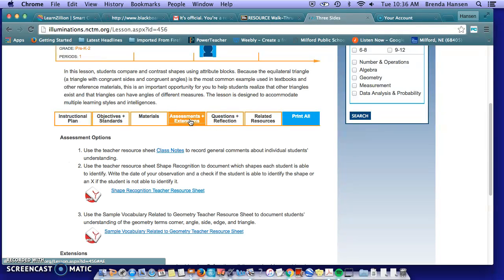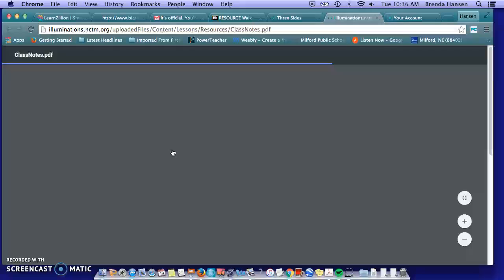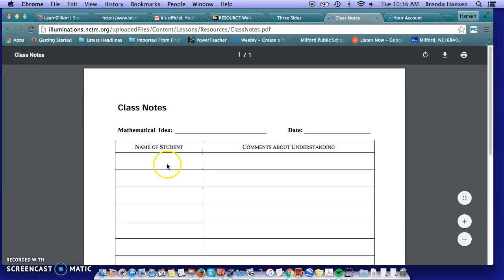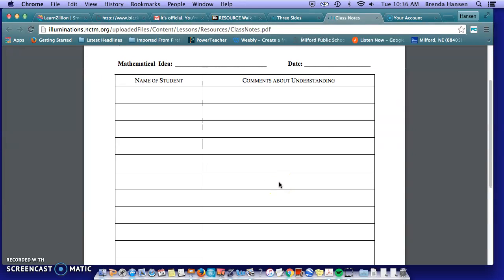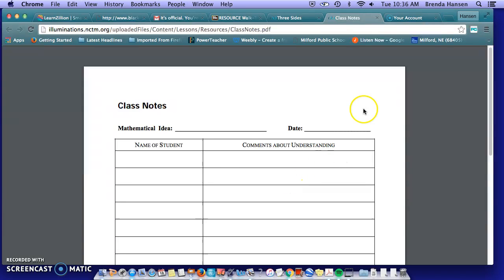There are assessments and extensions, so there's a resource sheet for class notes. And I'll have that pulling up. So if you have some notes that you need to take about your specific students, their name, and then how they're understanding this lesson. So this is a really nice addition to this lesson.